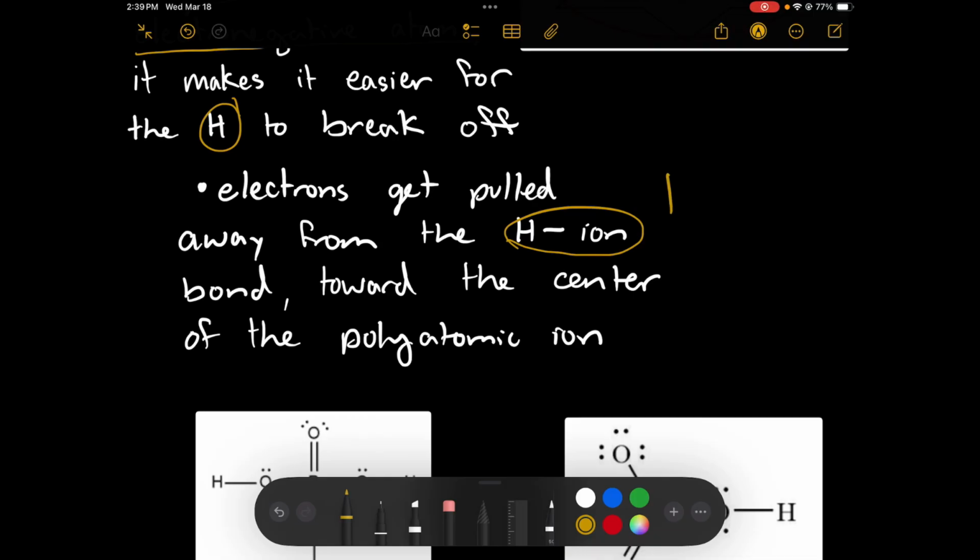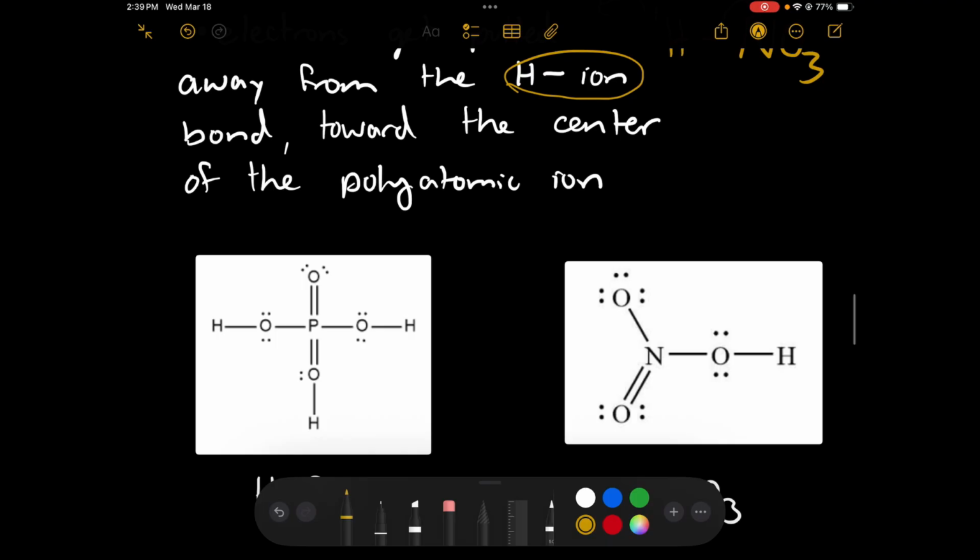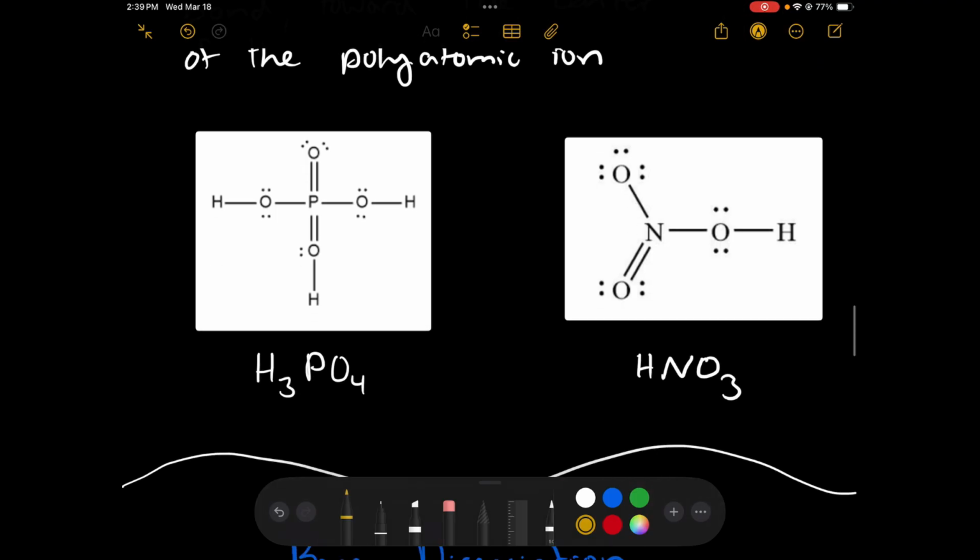So in the case of nitric acid, it was the H to NO3 bond, right? If electron density gets pulled away from that bond, it gets pulled towards the NO3. And if the electron density gets pulled there, it means that this H plus ion can just pop right off super easily, because all that electron density is kind of hiding in the center of the polyatomic ion.